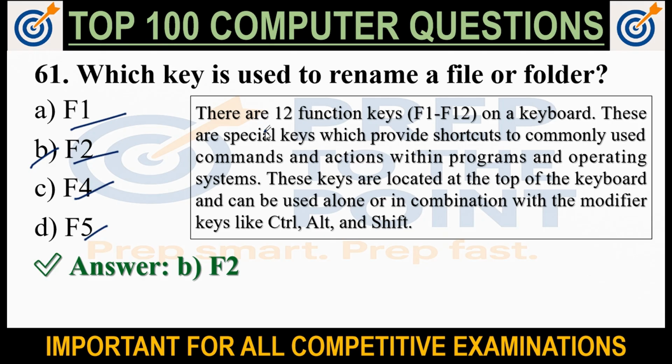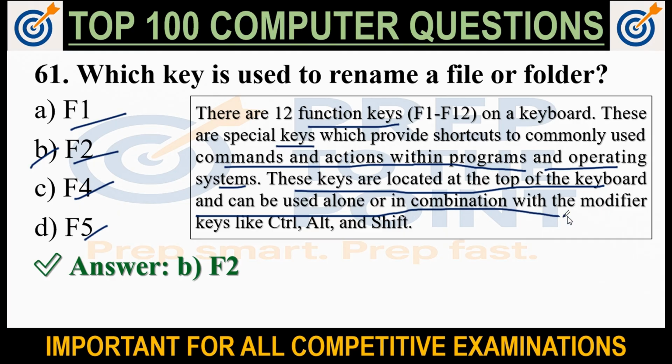For your further information, there are 12 function keys from F1 to F12 on a keyboard. These are special keys which provide shortcuts to commonly used commands and actions within programs and operating systems. These keys are located at the top of the keyboard and can be used alone or in combination with the modifier keys like Ctrl, Alt and Shift. So what are the modifier keys? Ctrl, Alt, Shift, which are used with the combination of other keys, are called modifier keys.